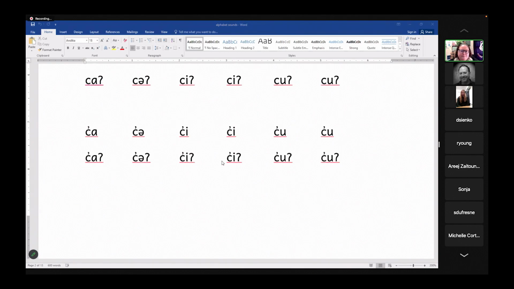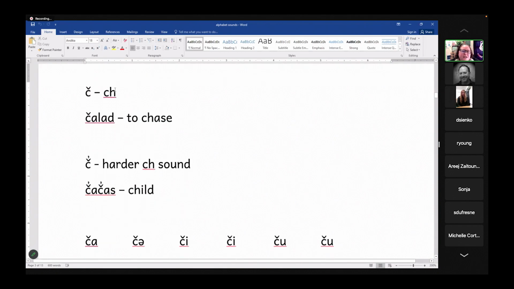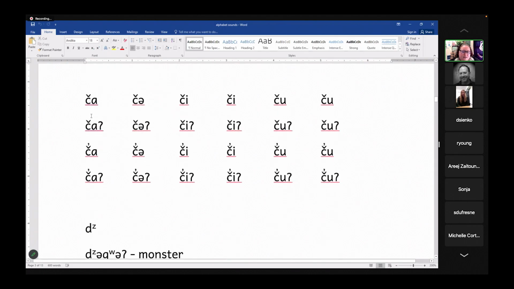Okay. Next, we have the CH, or the C wedge, which makes a CH sound. Ch, ch, ch. So you'll see those with the check above it. Chalad, chalad, which is to chase. And just like with the other C, we also have the glottalized C wedge, which is a harder CH sound. So we have chalad, cha-chas. So let's do our sound charts.